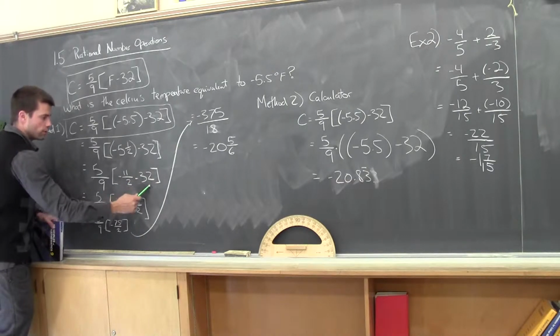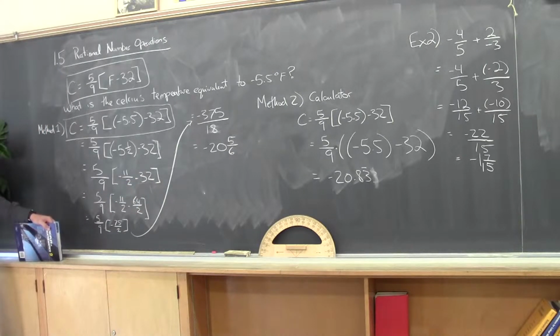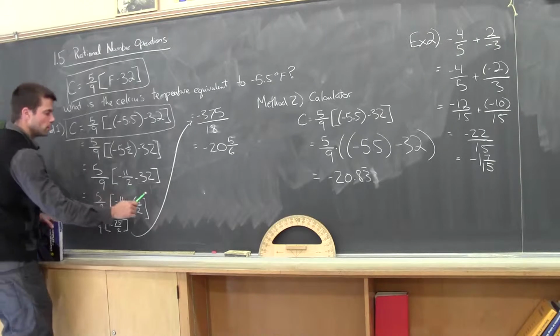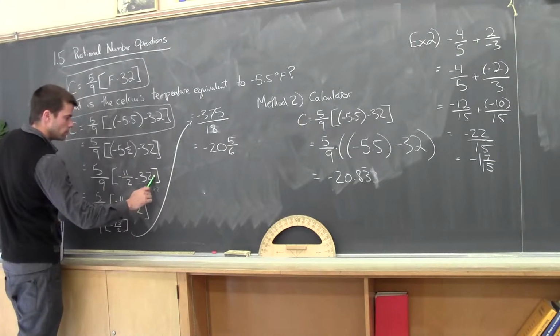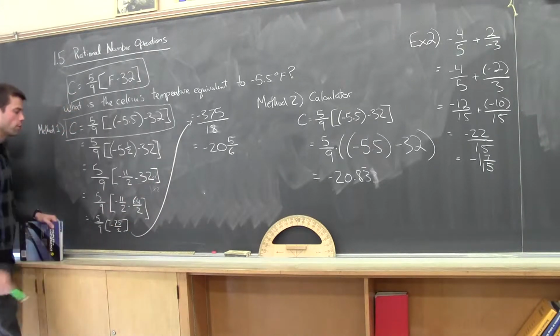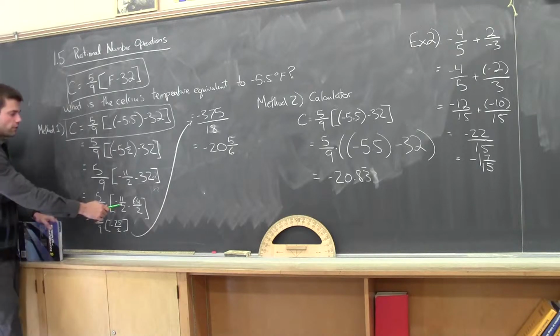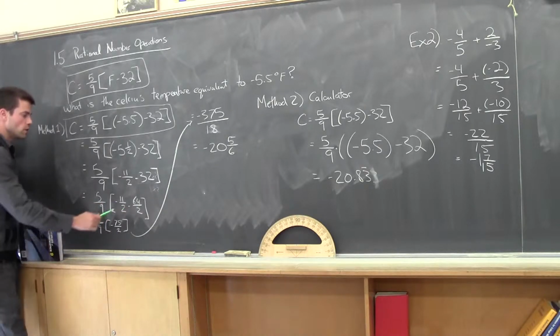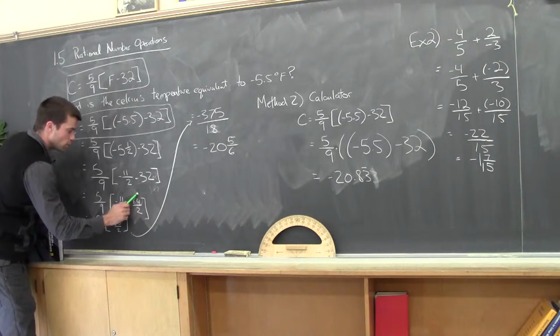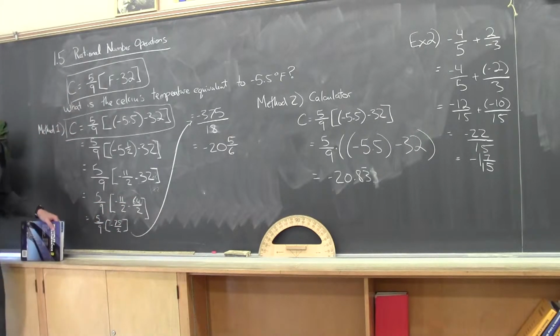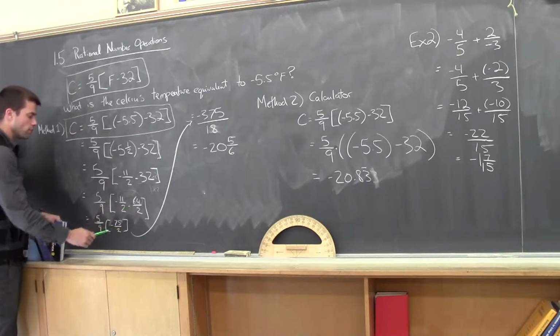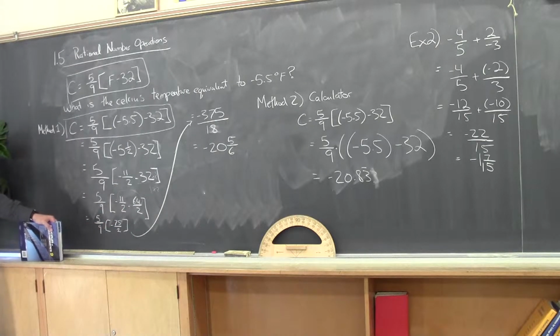Now I need to subtract these two numbers. I need to convert this to a fraction, so I put it over 1. Then I need to find a common denominator, so I multiply this by 2. So I get 64/2. I'm left with negative 11/2 minus 64/2. Again, when you add or subtract fractions, you only deal with the numerator. The denominator stays the same. So negative 11 minus 64 is negative 75.